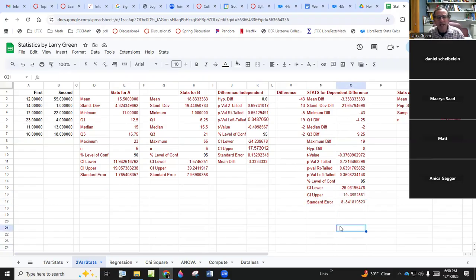Any questions on that? Because another mistake a lot of people make is they forget to put in their statistics by Larry Green spreadsheet program, or they use some other spreadsheet program, which you're not allowed to use. You have to use this one. And it's free, by the way, so I'm not making you pay any money. It's not hard to use, but you have to use it.